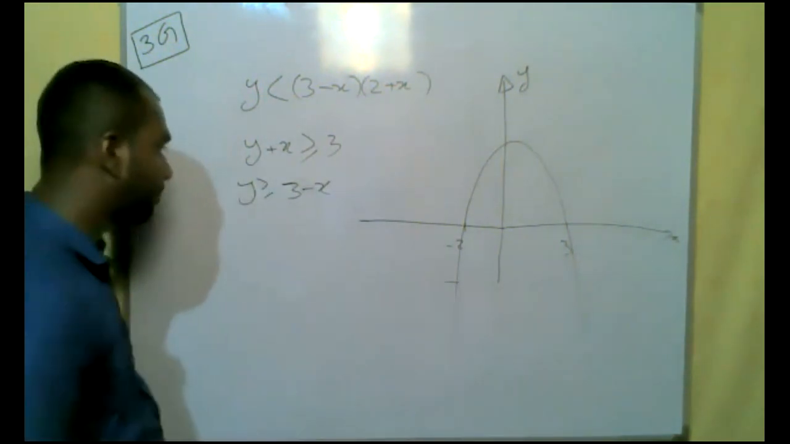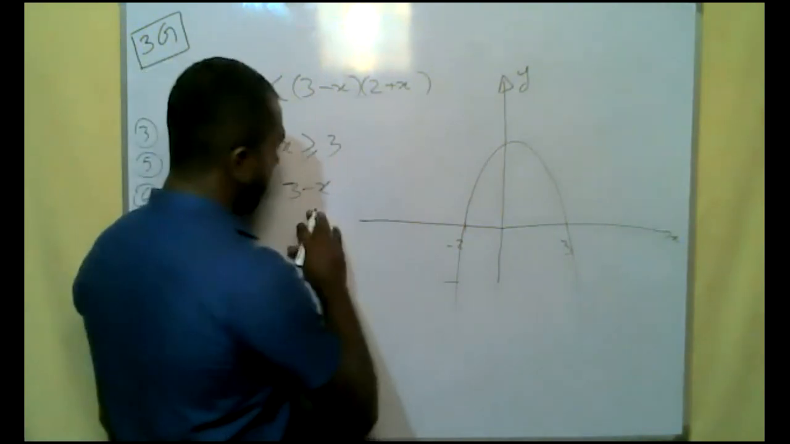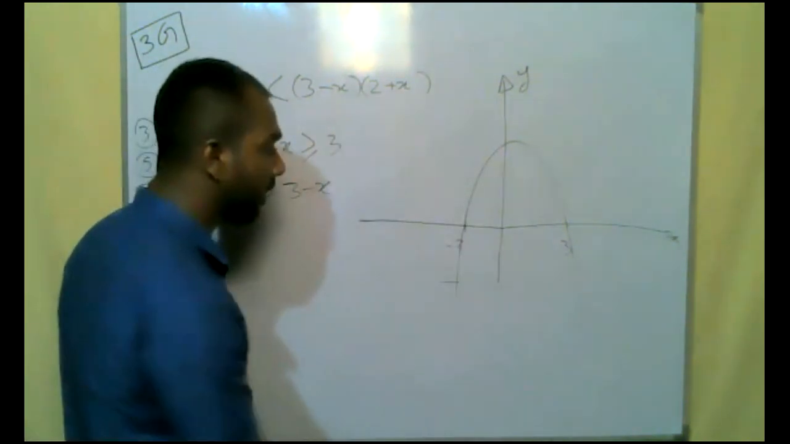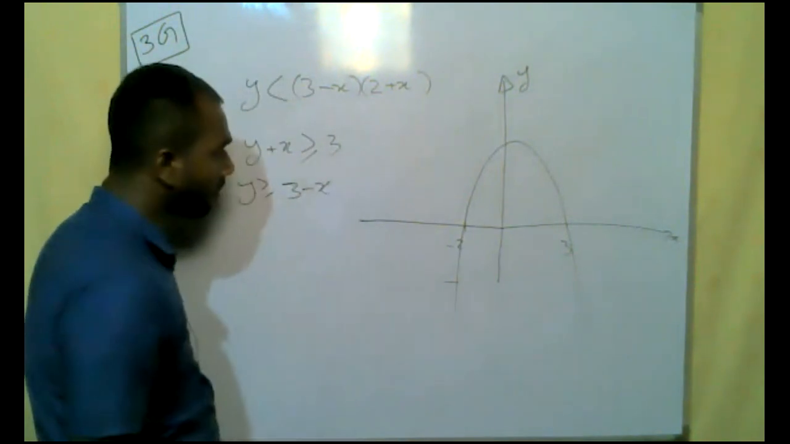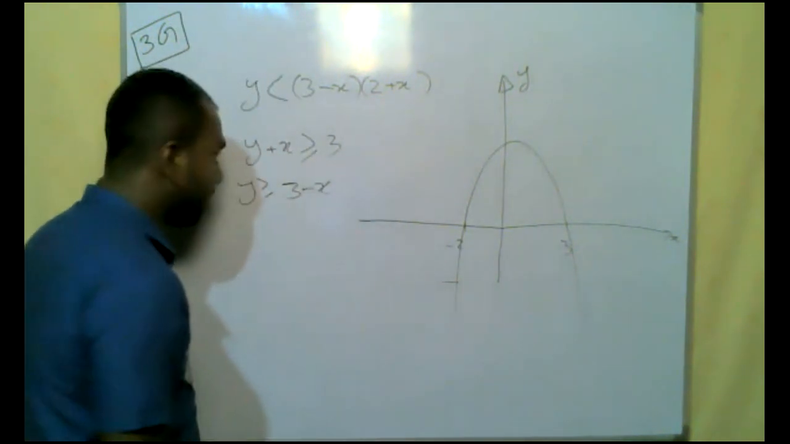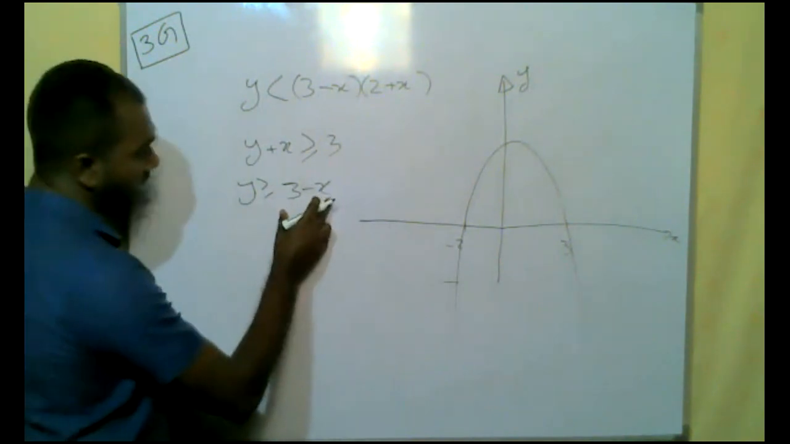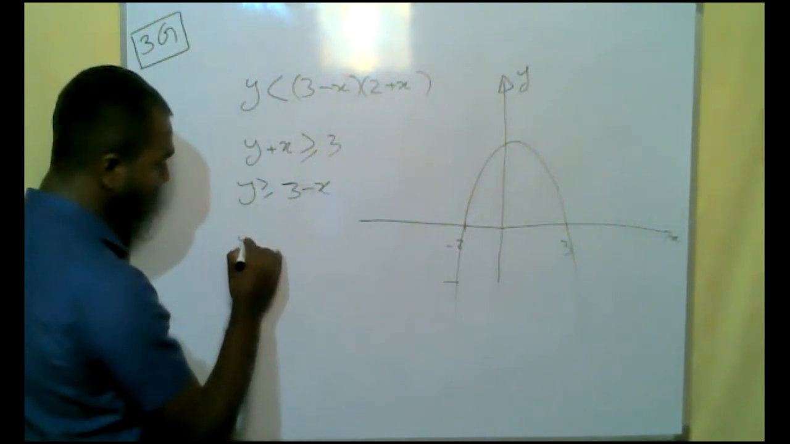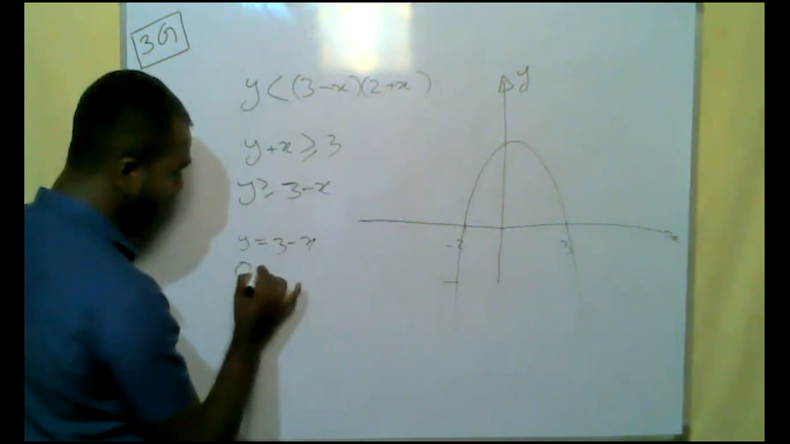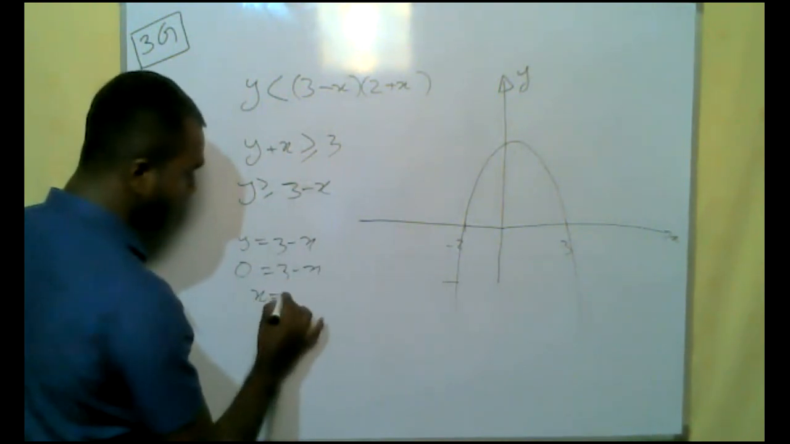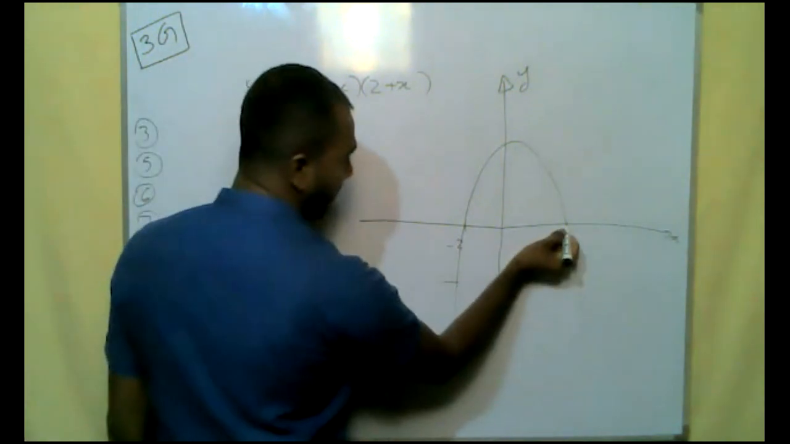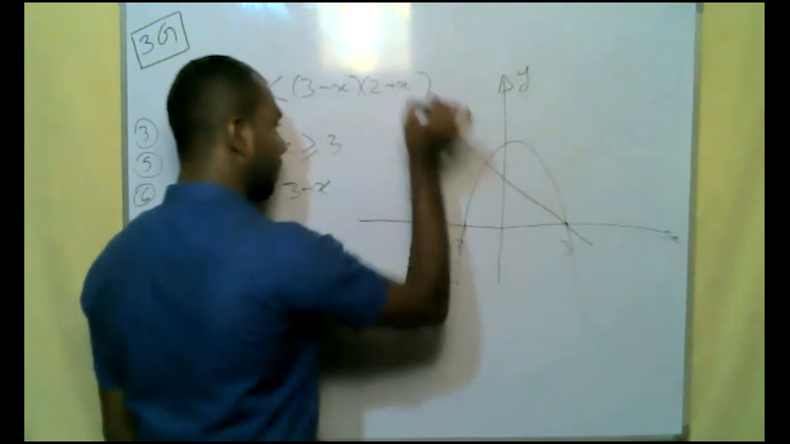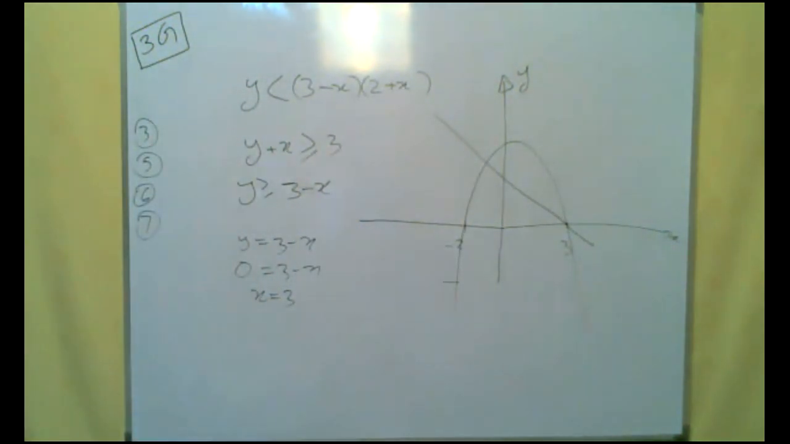So how can I see? The intersection point is 3, and it has a negative gradient. And if you think more, when is it going to cut the x-axis, that means y should be 0. So if it is 3 minus x, with y as 0, x should be 3 again. That means it is going through this point as well.